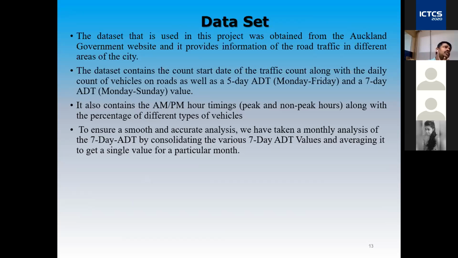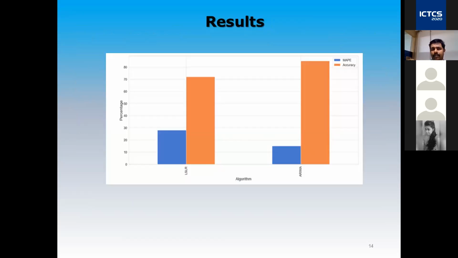To do a traffic analysis, the time series analysis, we took a monthly analysis by averaging the 7-day ADT, consolidating for every month and averaging it to get a single value for a particular month. Then we applied what is called an ARIMA method.